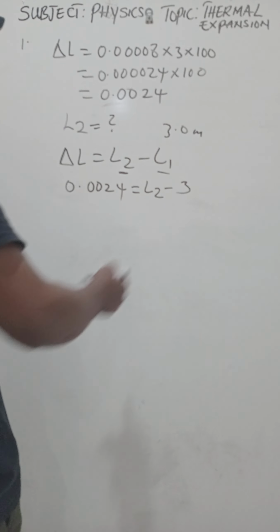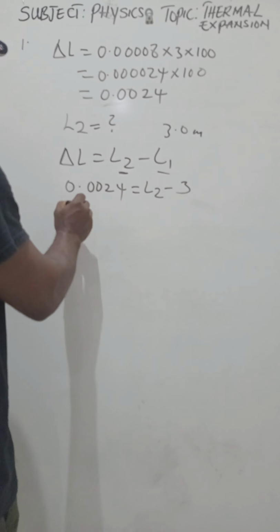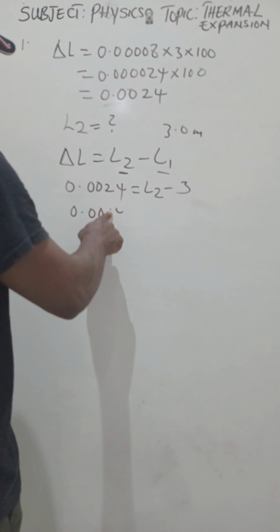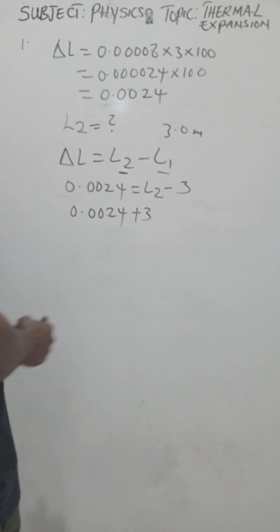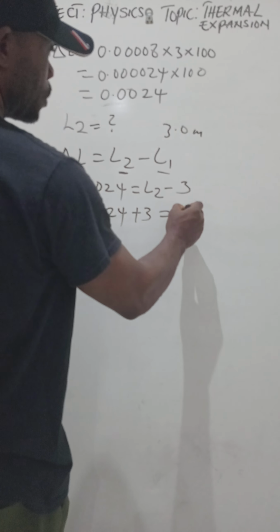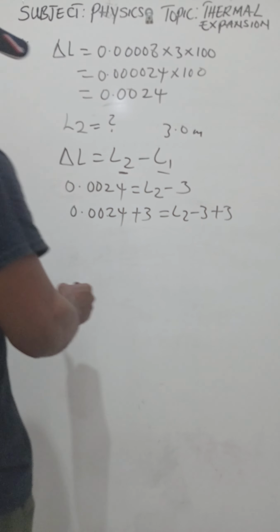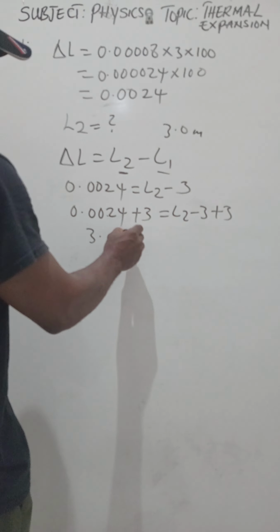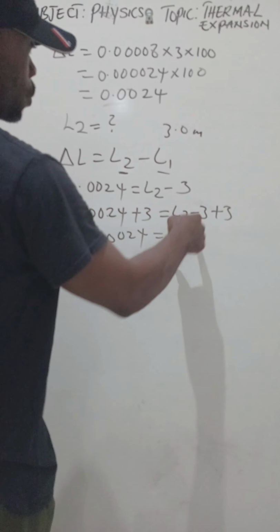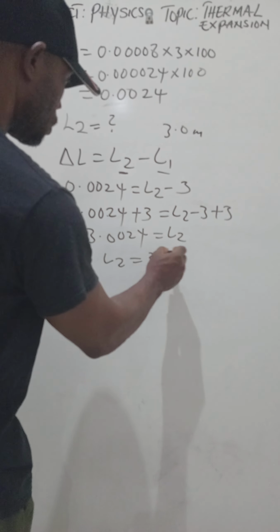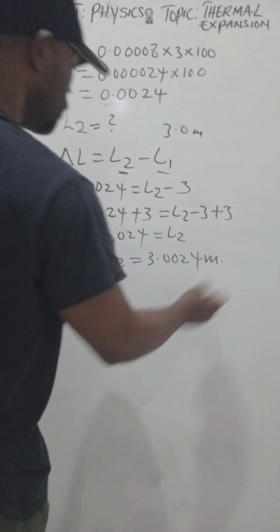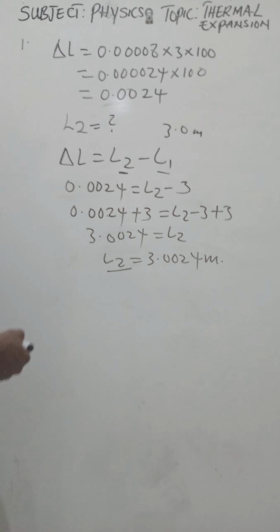If we add 3 to both sides so that we can eliminate this 3, it becomes 0.0024 plus 3 is equal to L2 minus 3 plus 3. So this becomes 3.0024 is equal to L2, since minus 3 plus 3 is 0. Therefore, L2 is equal to 3.0024 meters. So the final length of the rod is 3.0024 meters, while the increase in length is 0.0024 meters.